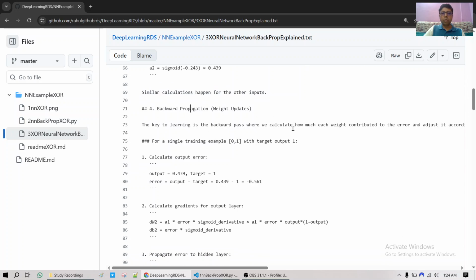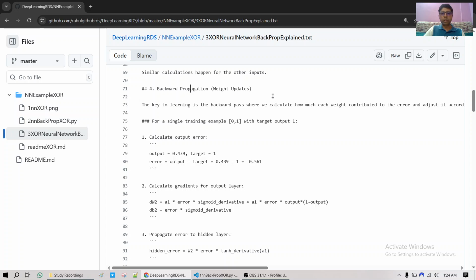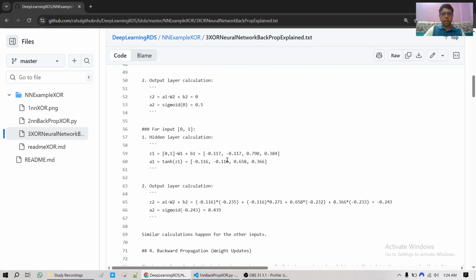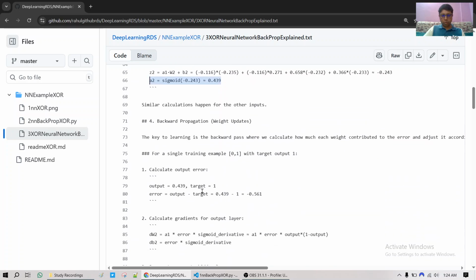So let's go to how the backward propagation weight gets calculated. For a single training example, like input 0 1 with target 1, with the 0 1 example here we are getting this output. So the output is this, and we are expecting what output?